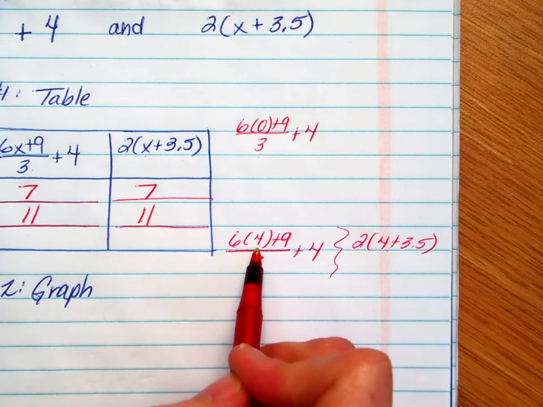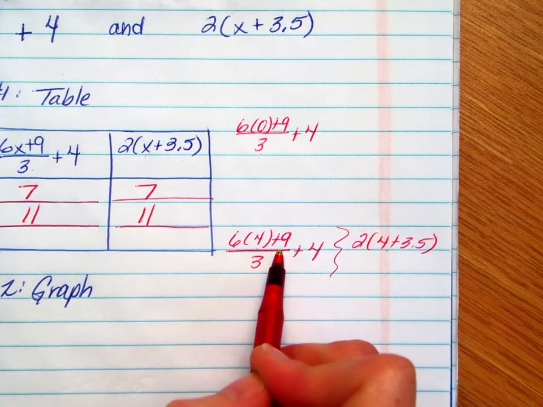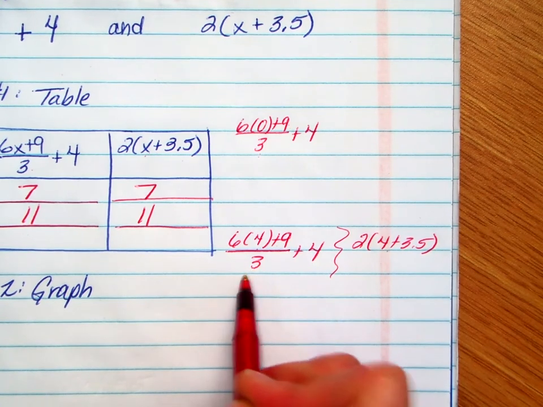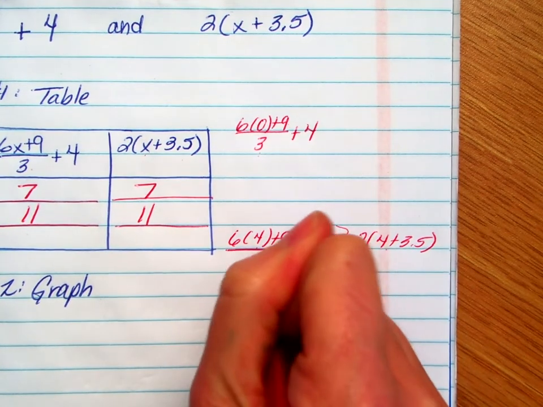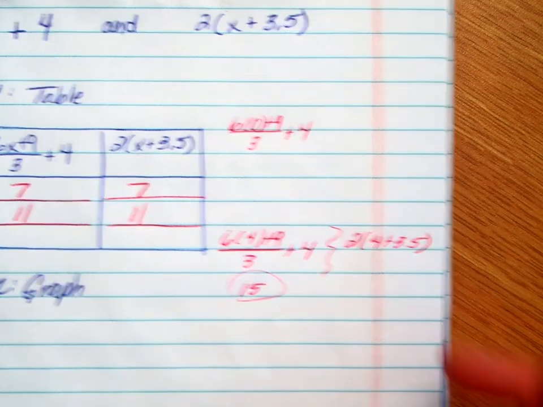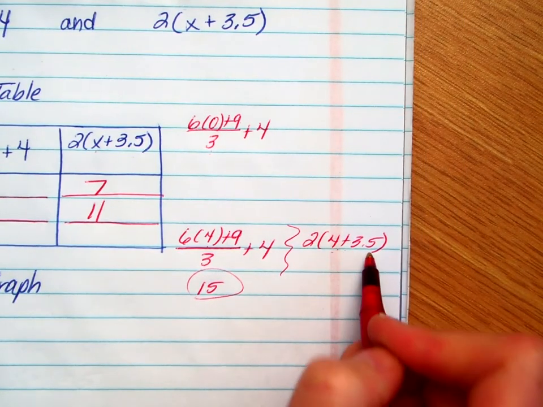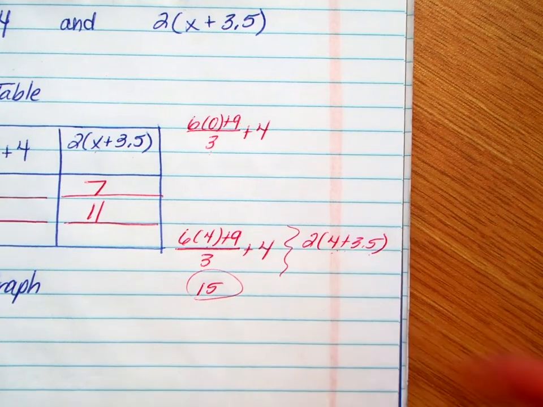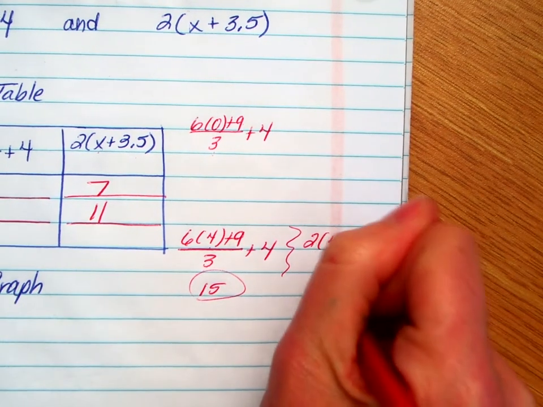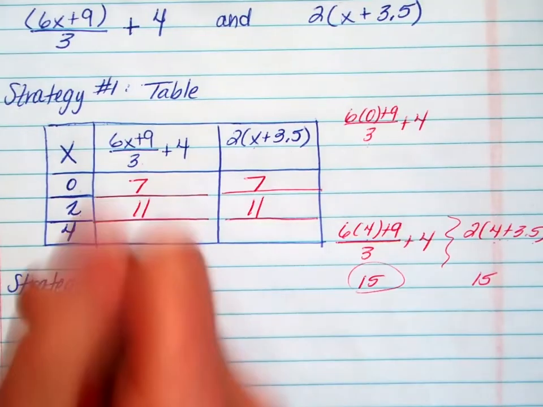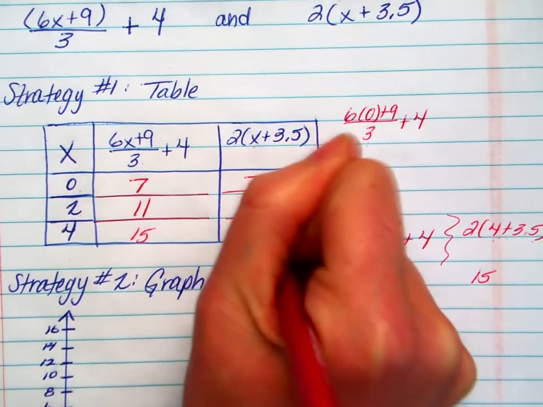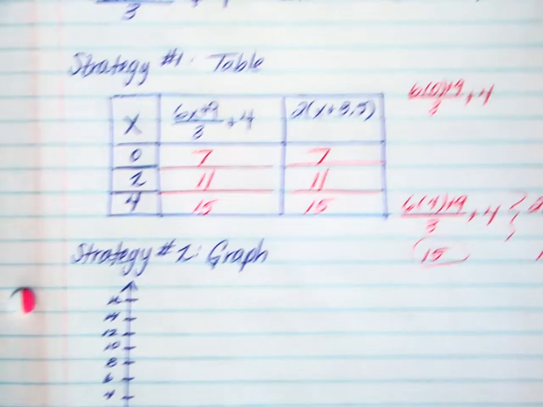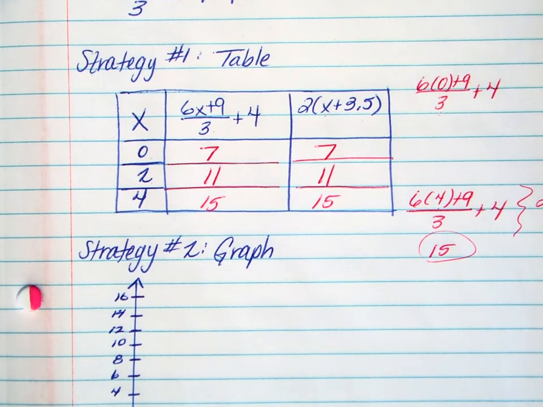So 6 times 4 is 24. 24 plus 9 is 33. 33 divided by 3 is 11. 11 plus 4, the whole thing should come out to be 15. Now I'm going to do 4 plus 3.5 is 7.5 times 2. 7.5 times 2, also 15. So I can fill it in on my table. So according to the table, these expressions are equivalent.